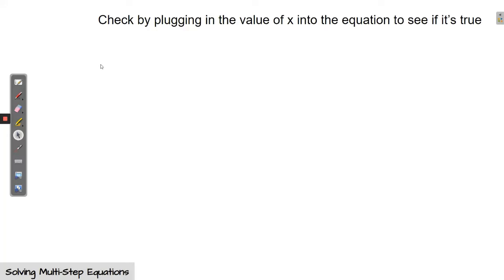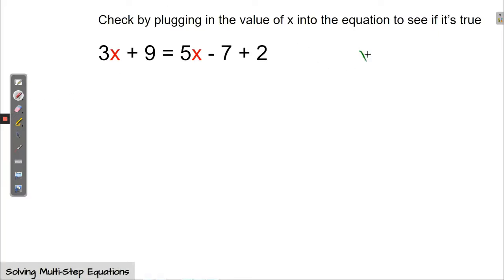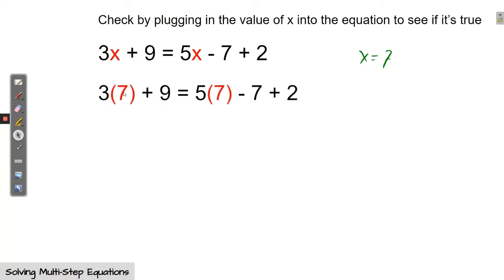Now, if I want to check if my solution is correct, I can check it by plugging in the value of x into the equation to see if it's true. Here's our original equation, and we determined that x is equal to 7. So let's go ahead and plug in 7 for the x. We get 3 times 7 plus 9 is equal to 5 times 7 minus 7 plus 2. Just by following order of operations, I'm going to begin with PEMDAS, right? So I'm going to begin with my parentheses and multiplication.